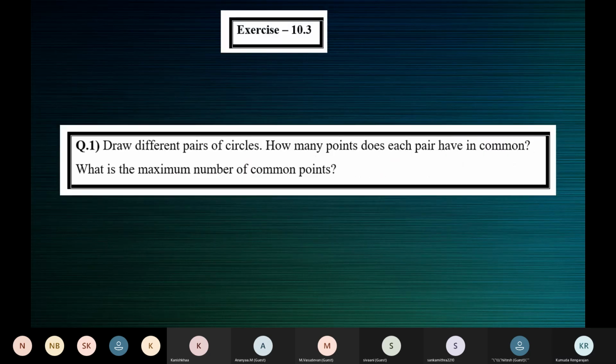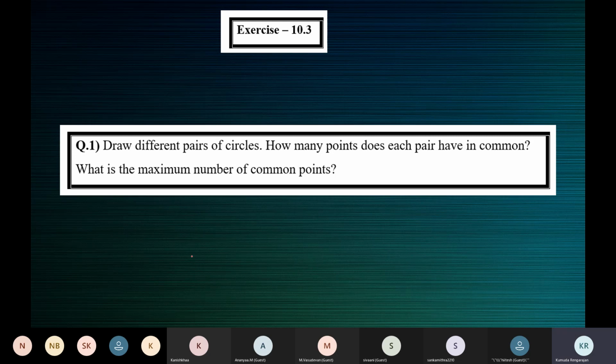Right, children. First, let's draw pairs of circles which have no point in common. We'll follow some procedure or some order, not do something randomly, so that we understand what we're doing. So we'll first start with drawing pairs of circles which do not have any point in common.